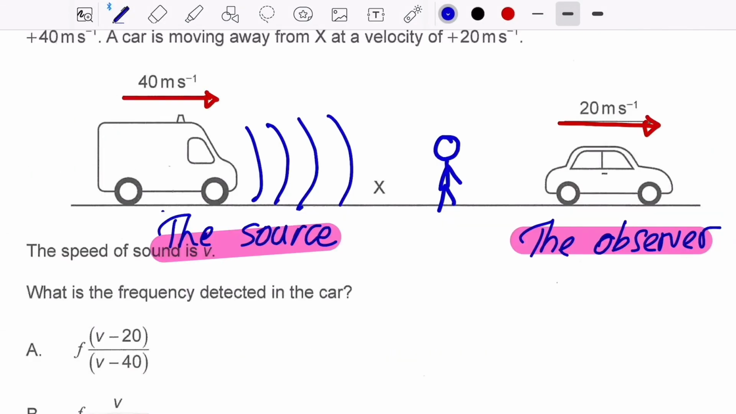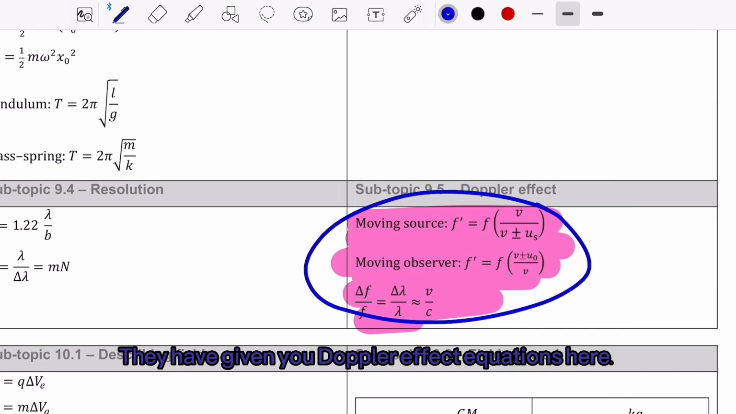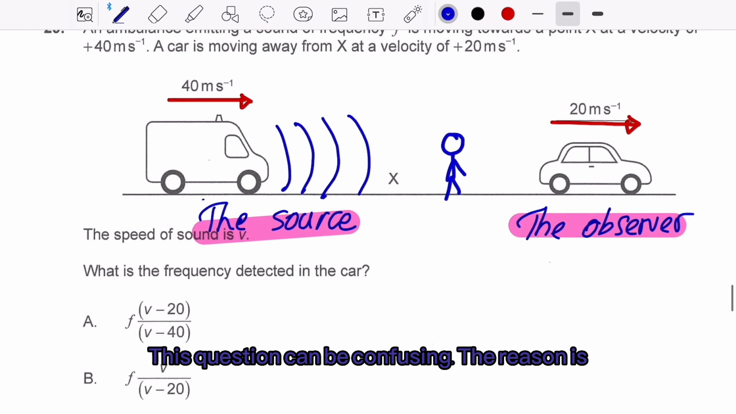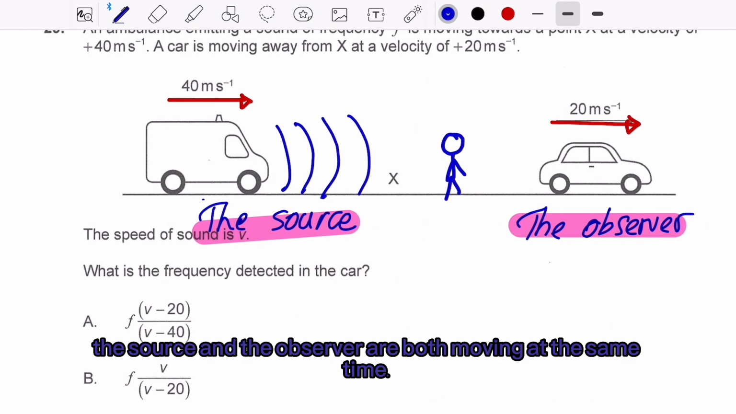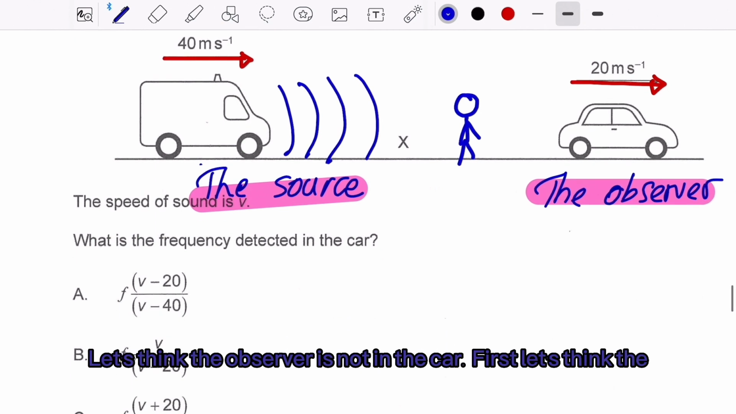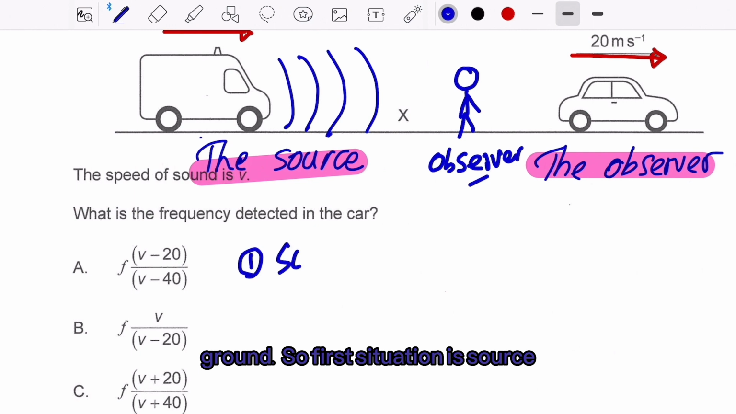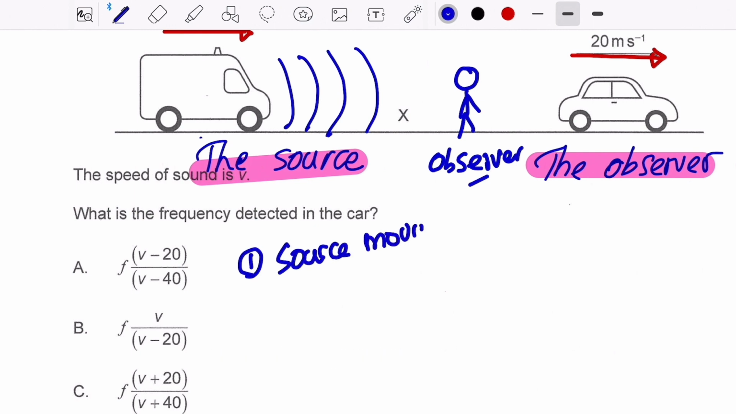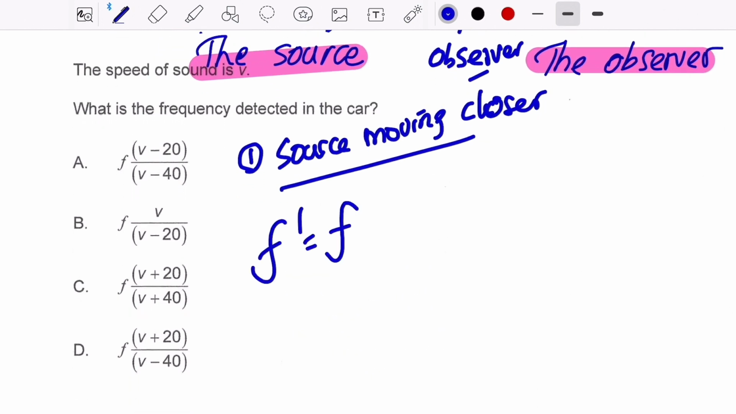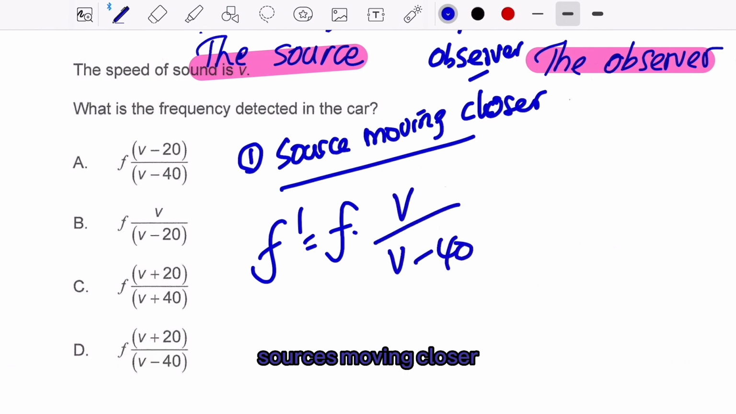Alright, question number 29 is about the Doppler effect. If you check the data booklet, you will see they have given you Doppler effect equations here. This question can be confusing. The reason is the source and the observer are both moving at the same time. So how to simplify this one? Let's think the observer is not in the car. First let's think the observer is on the ground. So the first situation is the source moving closer. So f dash equals the real frequency of the wave f times v over v minus 40, because the source is moving closer.